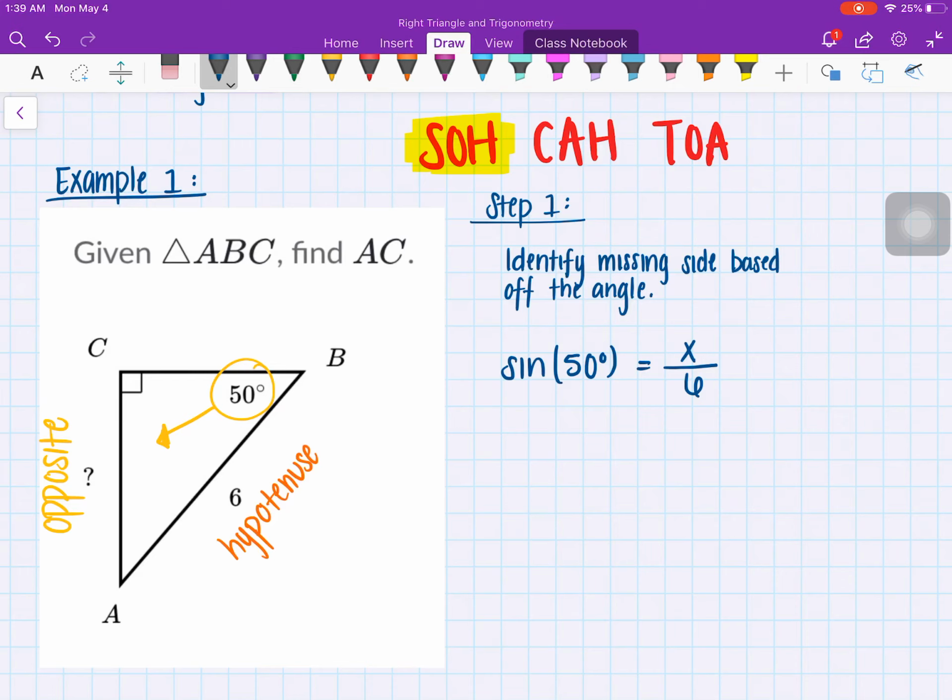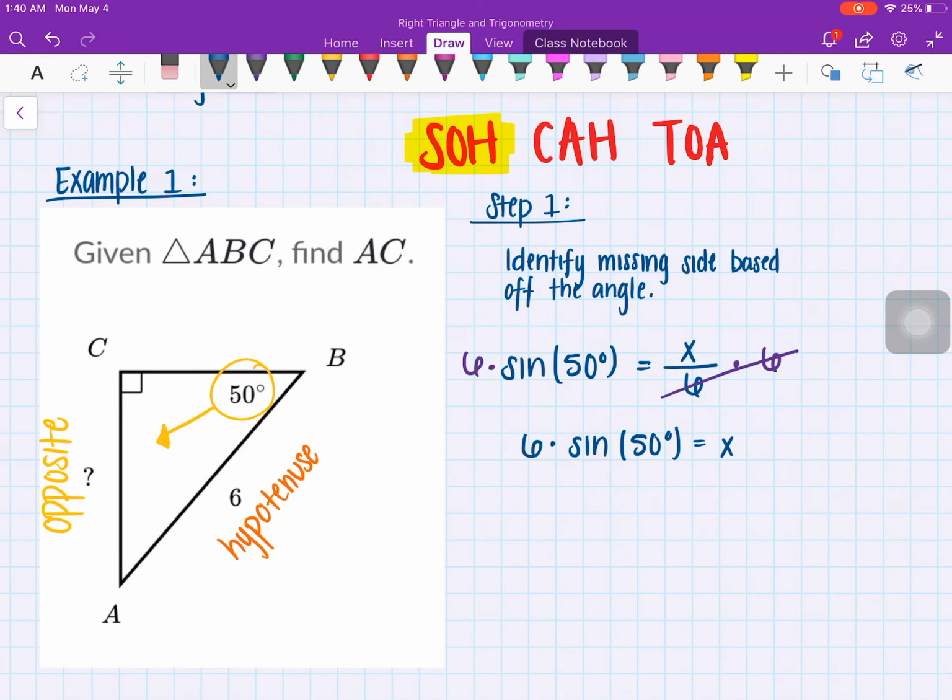Now, if I want to solve for x, I need to move this 6 to the other side. And in order to do that, we need to do the opposite, which in this case would be multiplication. So I'm going to multiply both sides by 6. And as I do this, this is going to cancel out our 6's and just leave the x alone. So I'll rewrite 6 times sine of 50 degrees equals x. And let me put that degrees inside, sorry.